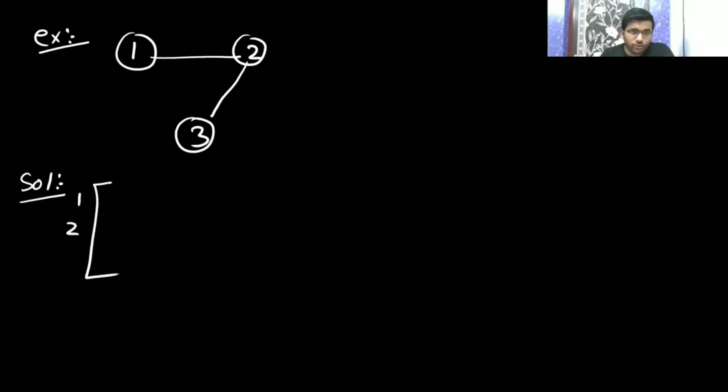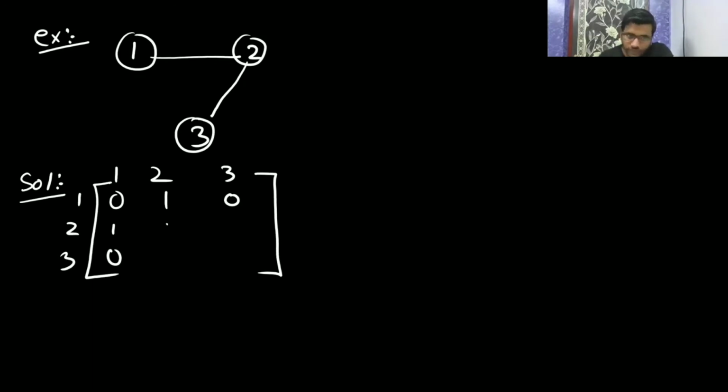So 1 2 3. Is there an edge from 1 to 1? No. 1 to 2, yes. 1 to 3, no. So 0 1 0. Then 2 to 1, yes; 2 to 2, no; 2 to 3, yes, so 1 0 1. 3 to 3, 0. Yeah, it's already a spanning tree. So this graph is already a spanning tree. Now just verify whether it is giving the correct answer or not. Then we will take a complete graph and also verify whether it is giving the correct answer.